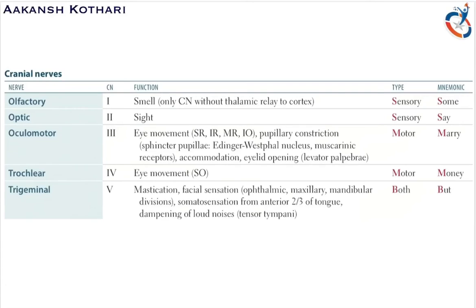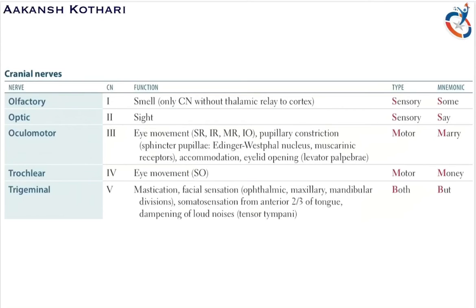Now, talking about the second cranial nerve, which is again sensory. The optic nerve is a sensory nerve which is used for sight. So, the first one, the olfactory, is for smell. The second one, optic, is for sight, and both of them are sensory nerves. Is this clear? Now, talking about the oculomotor nerve or the third nerve.